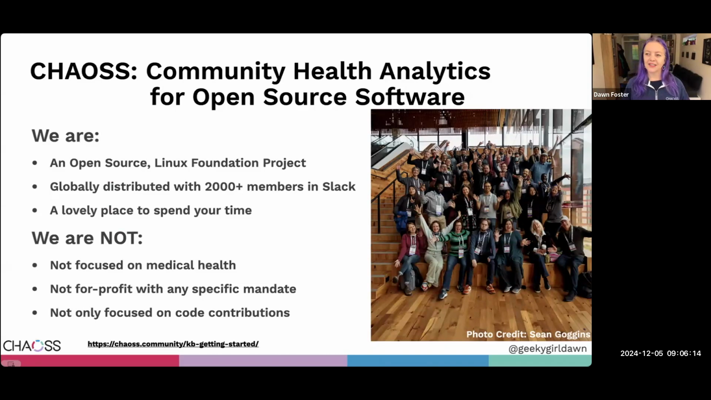We are not, and this causes a lot of confusion with the word health, focused on medical health at all, just open source health. We're not for profit. We don't have any specific mandate. We're, as I said, a Linux Foundation project. And we're not only focused on code contributions, so you'll see that a little bit in the next slide as well.